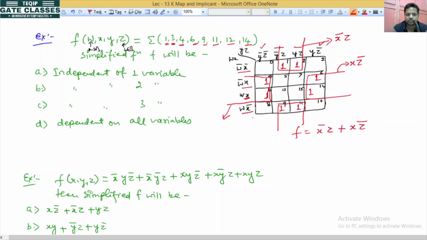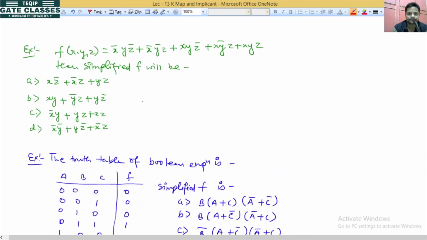What does it mean? Before simplification we have w, x, y, z, but after simplification f depends on how many variables? Two variables, that is x and z. So how many variables are eliminated? Two variables are eliminated. So this f is independent of two variables. Okay? This will be the answer. Next question.